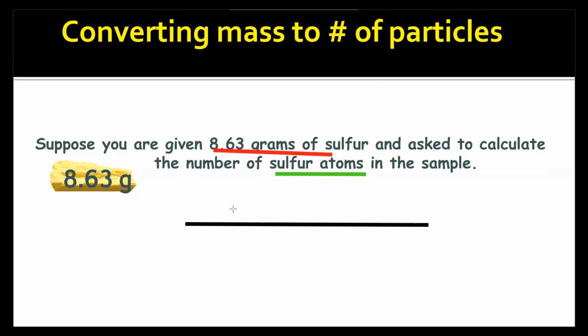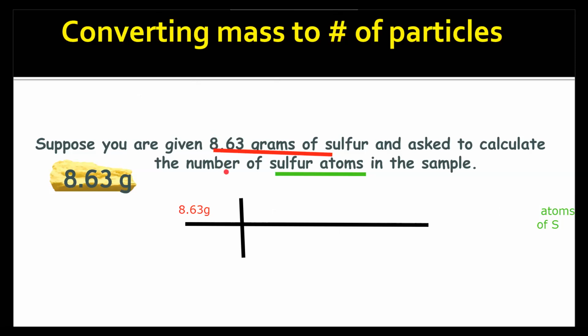I'm going to use red here. I am starting with 8.63 grams, and what I'm trying to get to at the end is sulfur atoms, or just sulfur, which is S. So what we're going to have to do here is a couple of things. The first thing we need to figure out is we want to get rid of, and this is where we're using that.